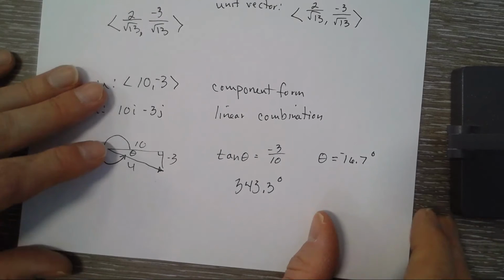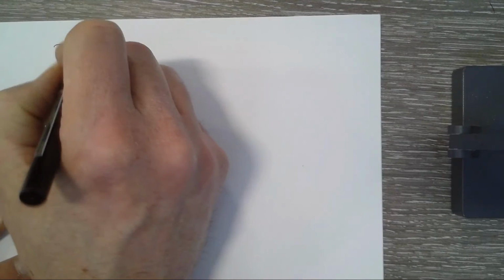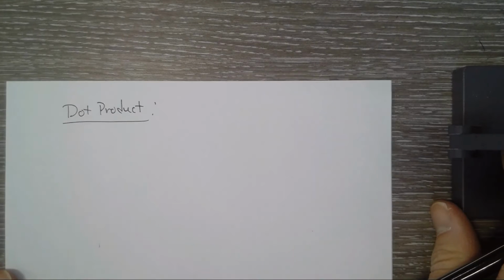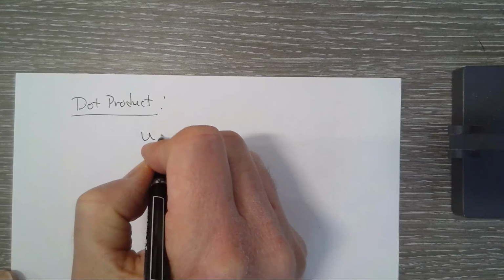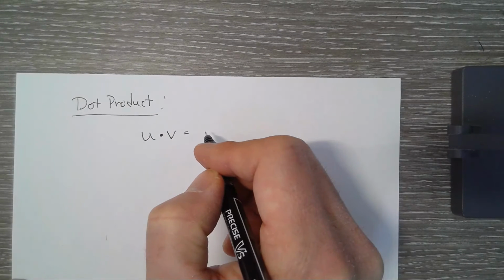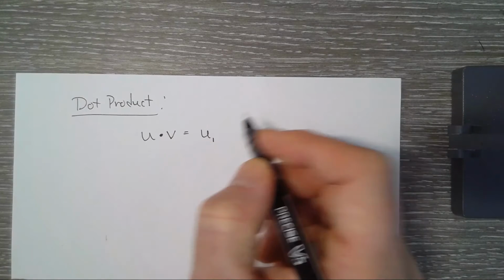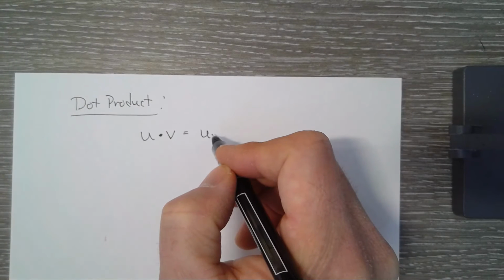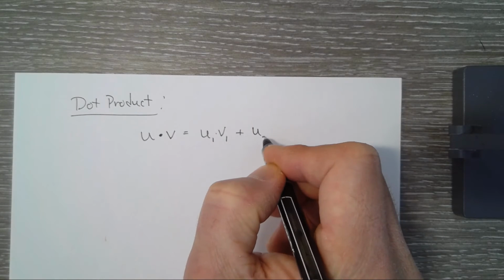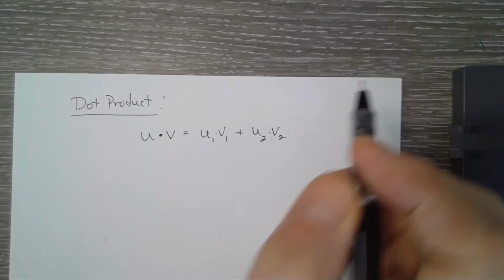Alright, more stuff about vectors. We can do dot products. So dot product is just an operation done on vectors. If I have u dot v, that's equal to the horizontal of u times the horizontal of v plus the vertical of u times the vertical of v, and the result is a scalar.